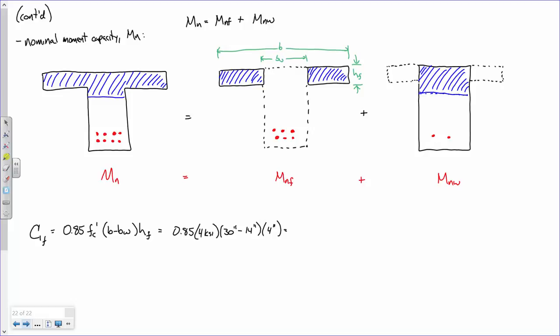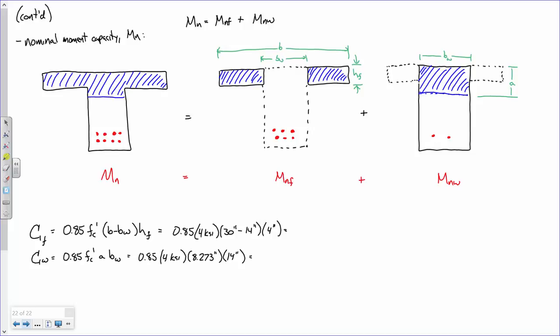Now somebody else tell me, what's C sub w? What's this compressive force over here on the right going to be? Well, we know this dimension. That's b sub w. What is this dimension? That's a, exactly. So how about this? 0.85 f'c a bw. So 4 ksi. And then what's a again? And what was bw? Say it again.